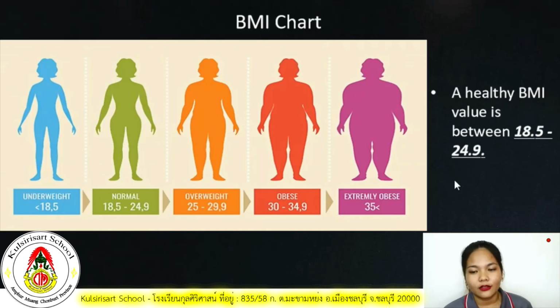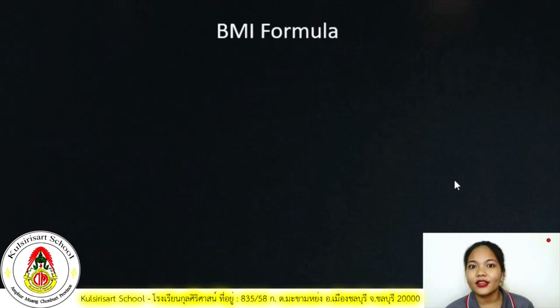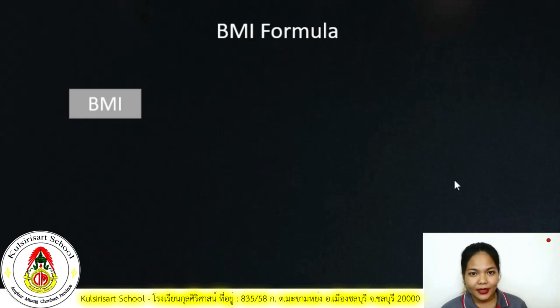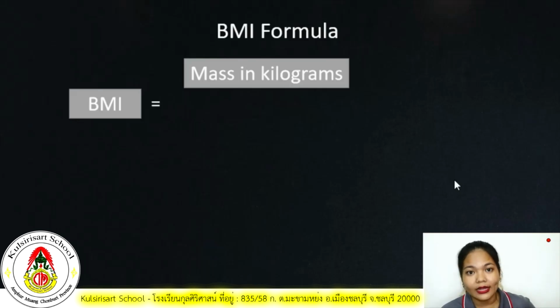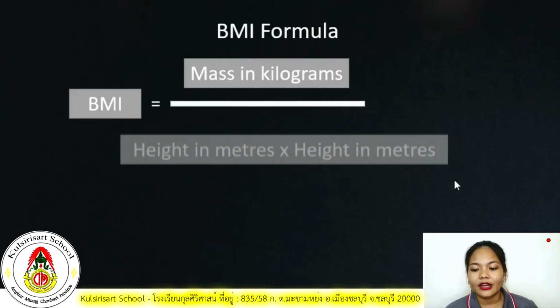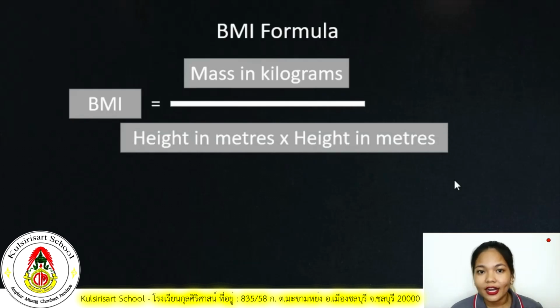Now, how do we compute for BMI? Okay, so I have here with me the BMI formula. In order for you to get the BMI of a person, you need this formula. So BMI is equal to mass in kilograms, or your weight in kilograms, divided by your height in meters times your height in meters. Again, I want you to take note of this one, okay? BMI is equal to mass in kilograms divided by height in meters times your height in meters, okay?